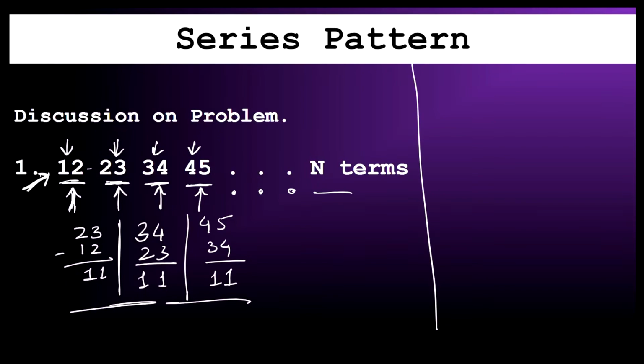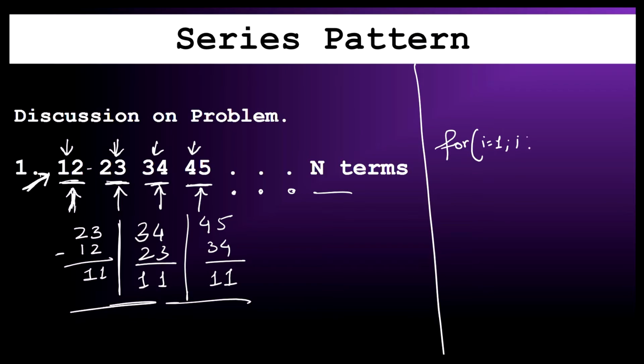So this is our concept. What we need is one loop for i equal to 1, i less than or equal to n, i plus plus, which will count the number of terms. And what will we print over here? We will print some value. What will that value be? We will add 11 to the previous value, and we will print.